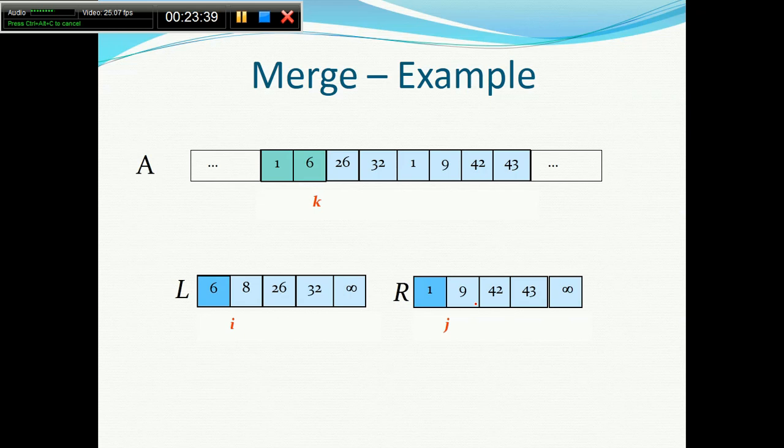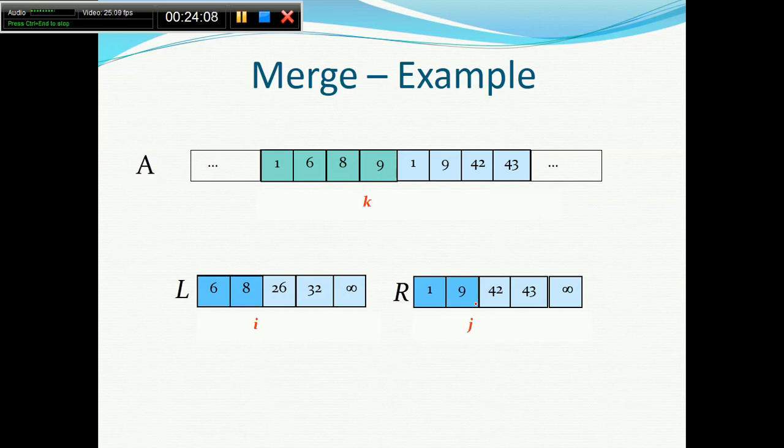Now again I will compare the content of the left and right, Li and Rj. Li is 8, Rj is 9. Which is smaller? The content of Li is smaller, that is 8. So it will copy it from the left array to the original array A. i will increase and k will increase. Now again it will compare. Li is 26, Rj is 9. Which is smaller? Rj is smaller, so it will copy it from Rj. Okay, 9 has been copied, and j will increase and k has increased.